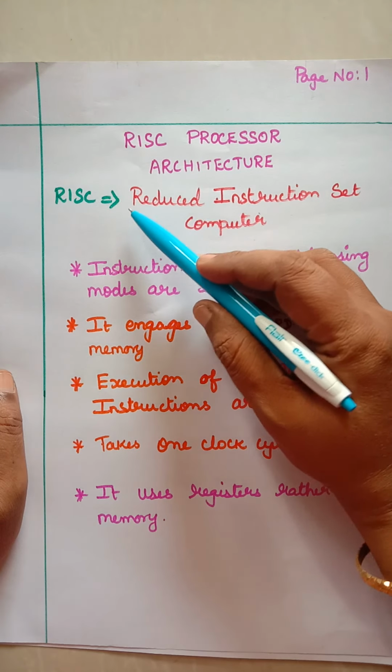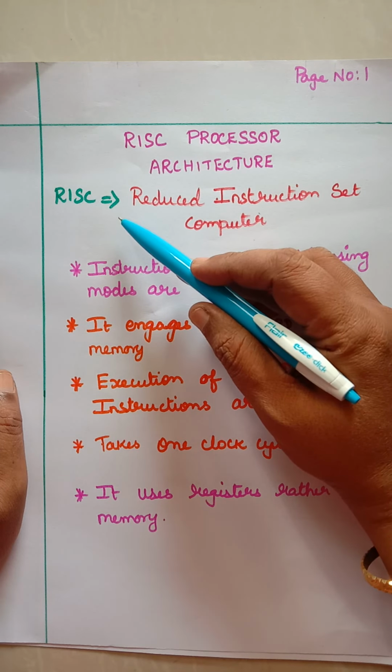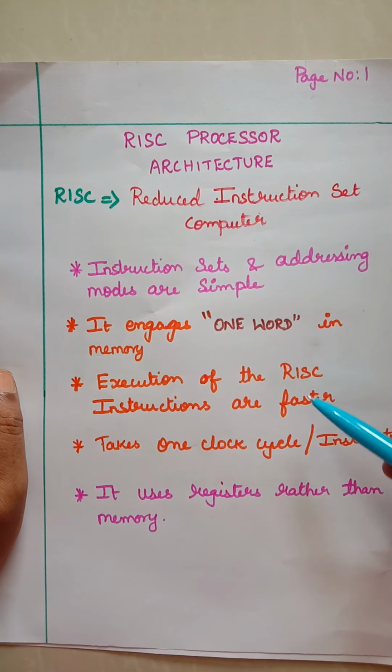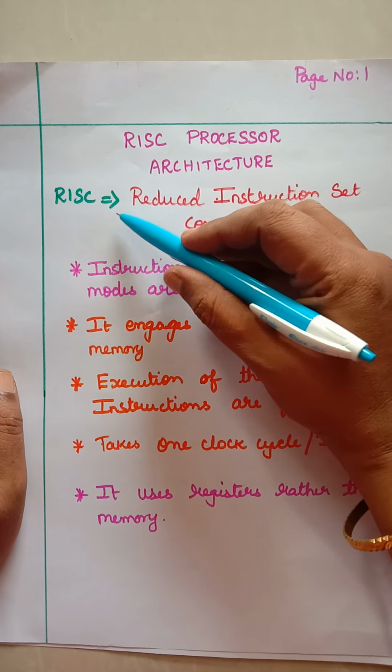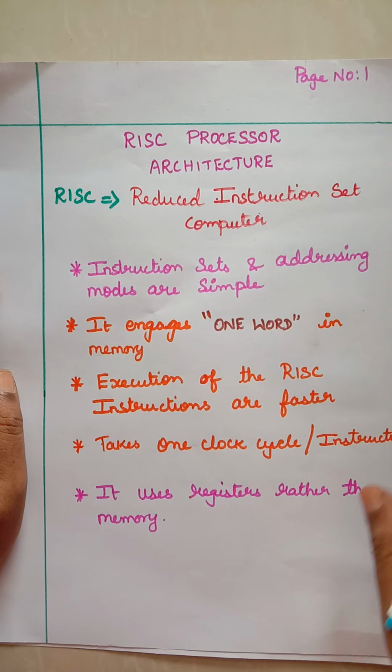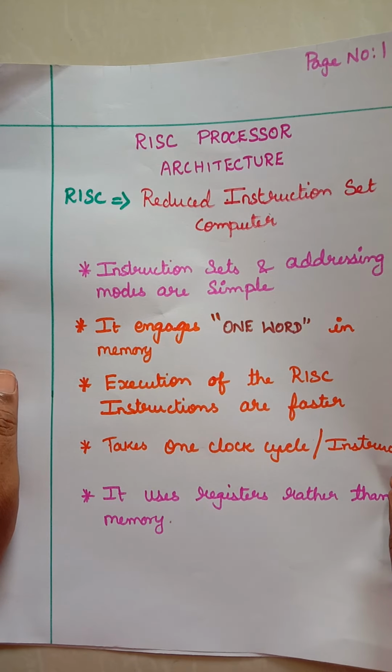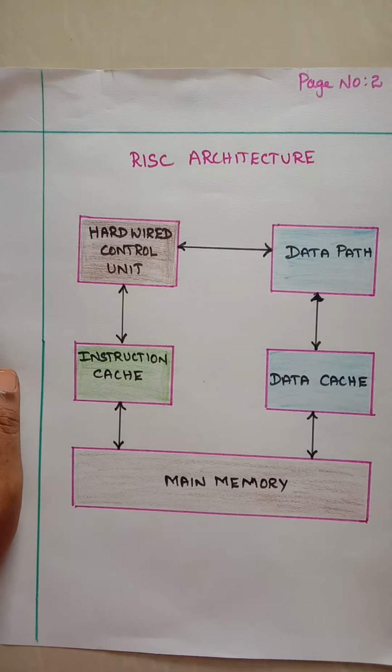Always the execution of the RISC instructions is faster compared to that of other processors because it takes only one clock cycle per instruction. And it uses registers rather than memory. That is why it is faster than any other processor. And now we are going to see about RISC architecture.